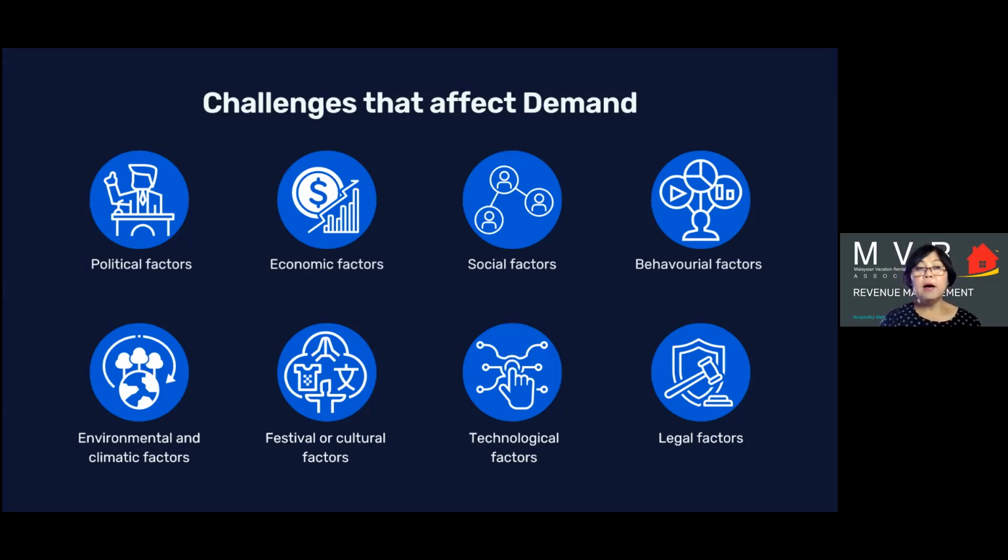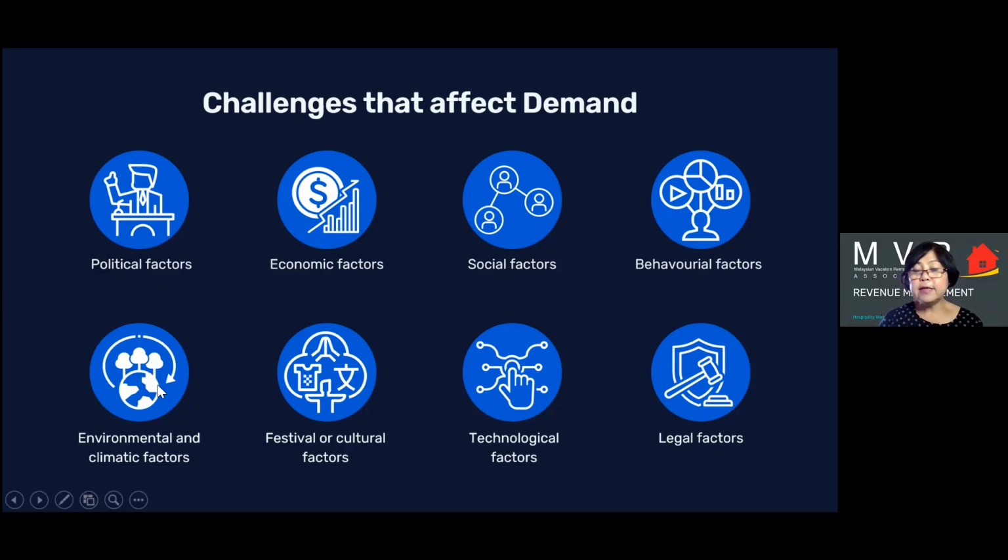discussed earlier? Political factor will change demand. For example, the government gives SOP, gives travel advisory. So you look at the political factor, economic factor: do they have the money to travel? How frequently do they travel? Social factor: can they go in as a family, as a group? Behavioral, as I discussed earlier.